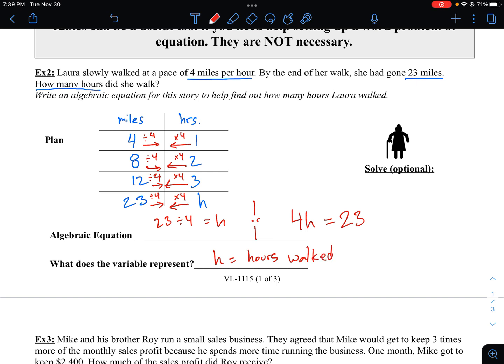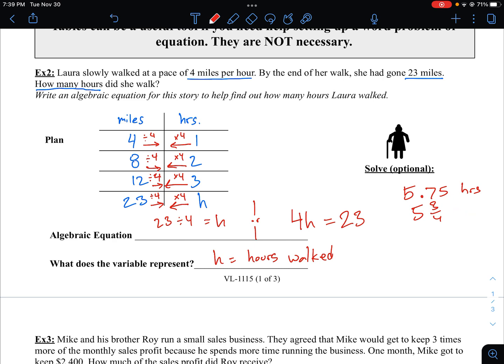Now, if they want you to solve it, how do you do it? Well, your answer would be, she had walked a total of 5.75 hours. Or you can also say 5 3/4 hours.